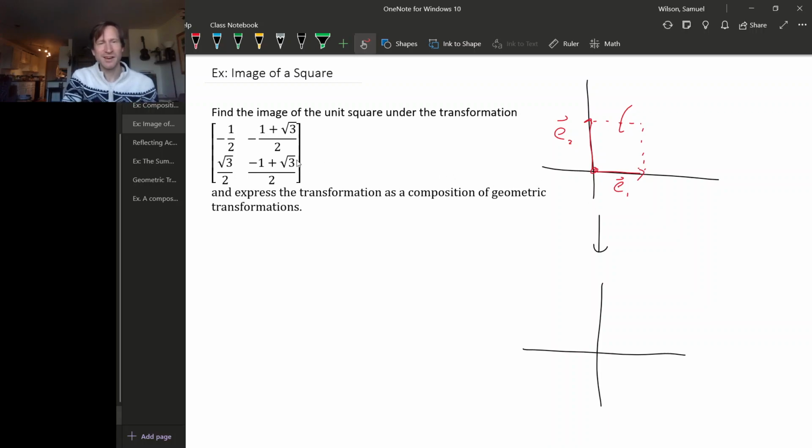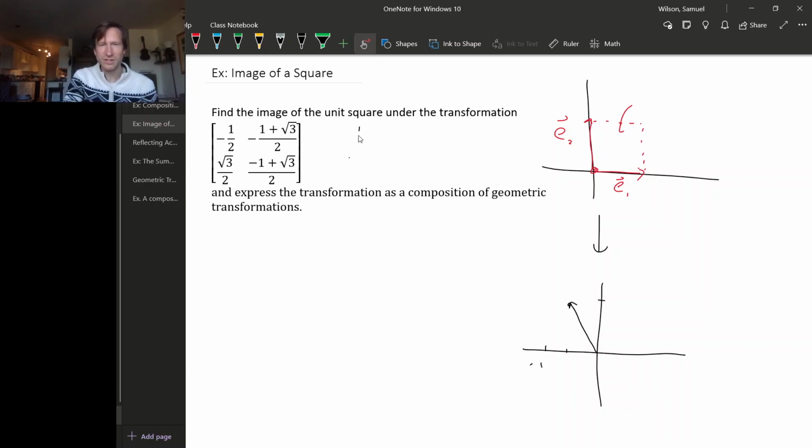Well, E1 times this matrix is just the first column. So first column is minus 1/2 and root 3 over 2. Root 3 over 2 is about 0.8, I think. So minus 1/2 and about 0.8. So, sorry, if this is minus 1, then minus 1/2 is going to be here. 0.8 is going to be about here. So something like this.